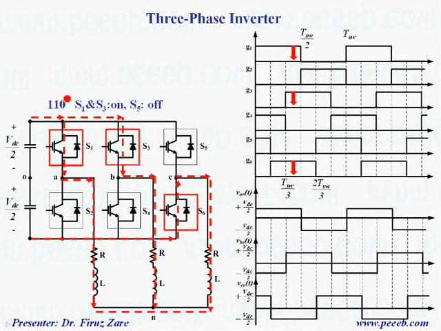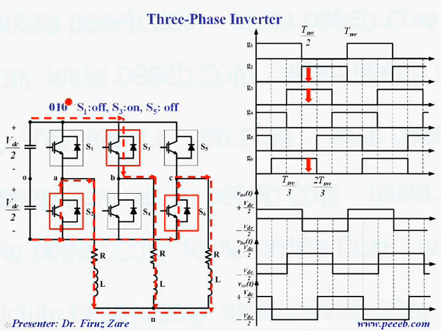We can look at the next switching state, which is 110, which means S6 is on. In this case we have gate signals for these top switches, so this terminal is connected to this point, which is shown here. Phase B is also connected to this terminal, which is plus VDC over 2. And phase C still is connected to this point, which is minus VDC over 2.